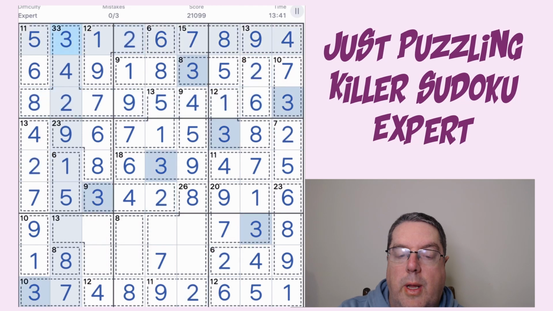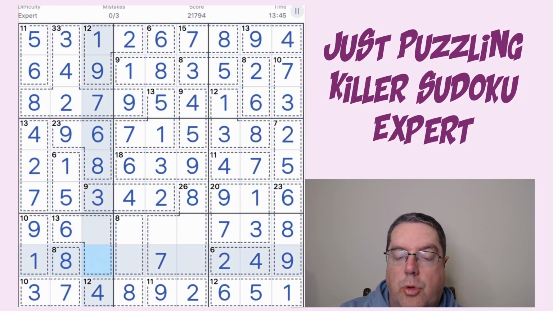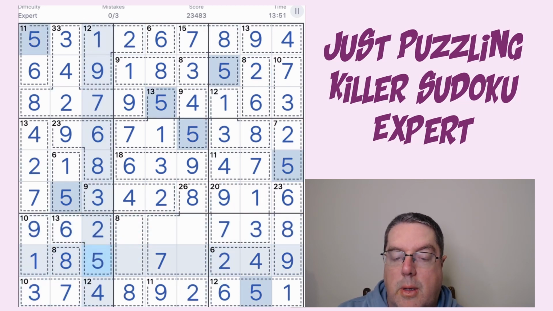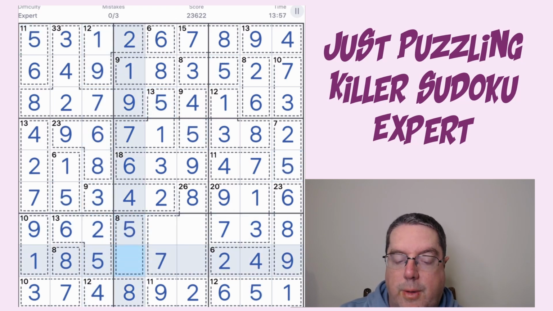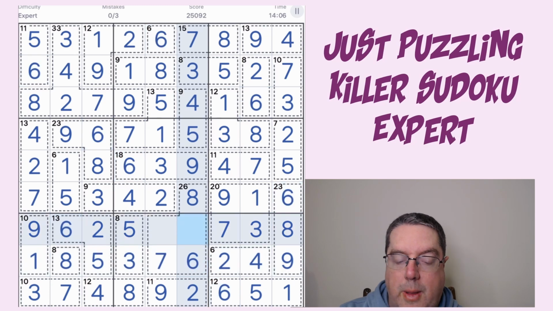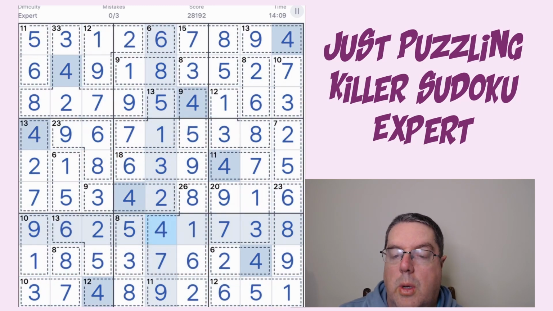1, 2, 3, 4, 5, 6, which leaves us with 2 and 5 there. Don't know much. Oh, I've got a 2 there, so that's a 2, that's a 5. This is going to be 3 and 5 because of the 5 there. That's a 5, that's a 3. 1, 2, 3, 4, 5, 6. 1 has got to be there, and 1, 2, 3, and 4.